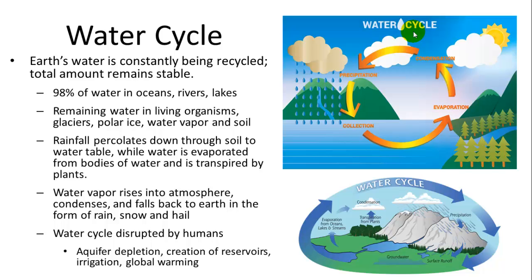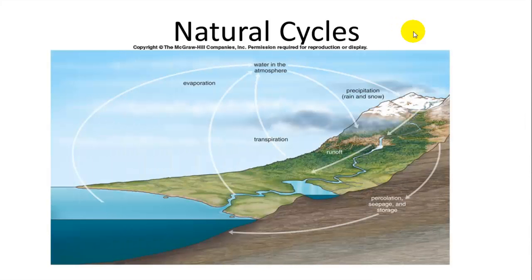This is disrupted by humans, though. We use a lot of water for whatever we want, so we'll take water out of the ground. We'll create reservoirs by damming things, so we're disrupting the natural flow of water. And then global warming will cause, if temperature is higher, an increase in evaporation and a decrease in the amount of water trapped in ice and glaciers and other things. So here's the figure we'll use in class, which goes through all the different processes we just talked about. So that's the water cycle.